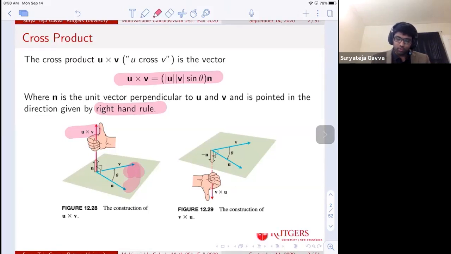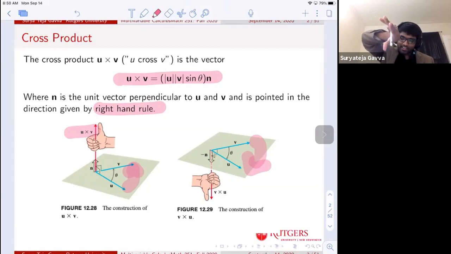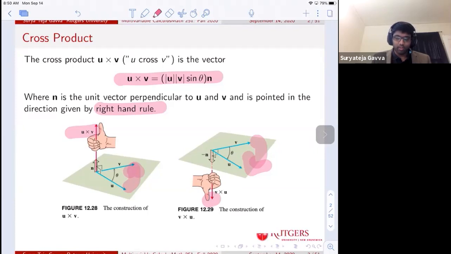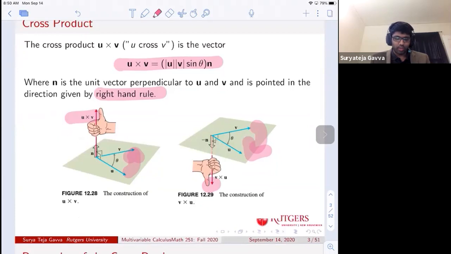Similarly, if you want to get v cross u, you have to move from this direction to this direction. So that means you have to put your hand in the opposite direction. So if you try to do u cross v, your finger will point downwards. So that's why, sorry, v cross u, your finger will point downwards. So v cross u has the direction which is downwards instead of upwards. Okay, so that's the information about cross product.